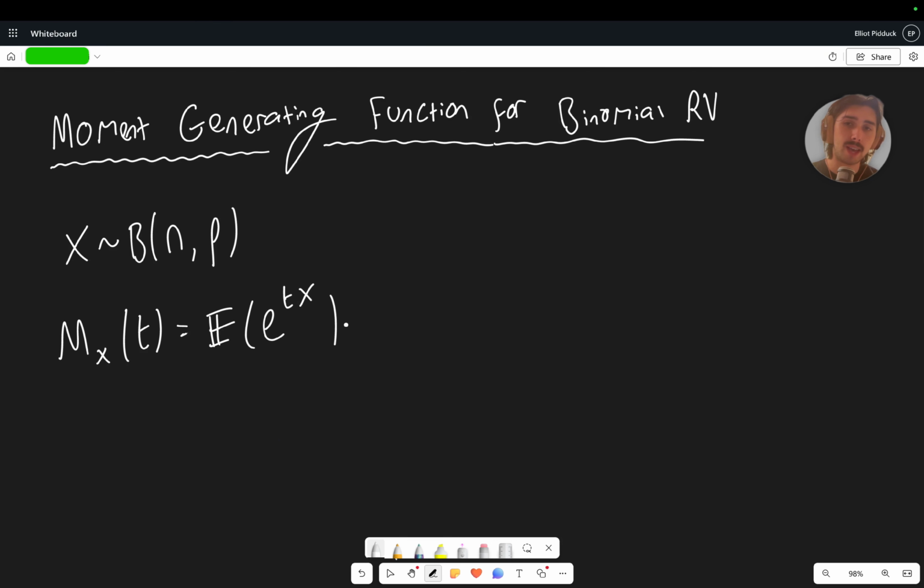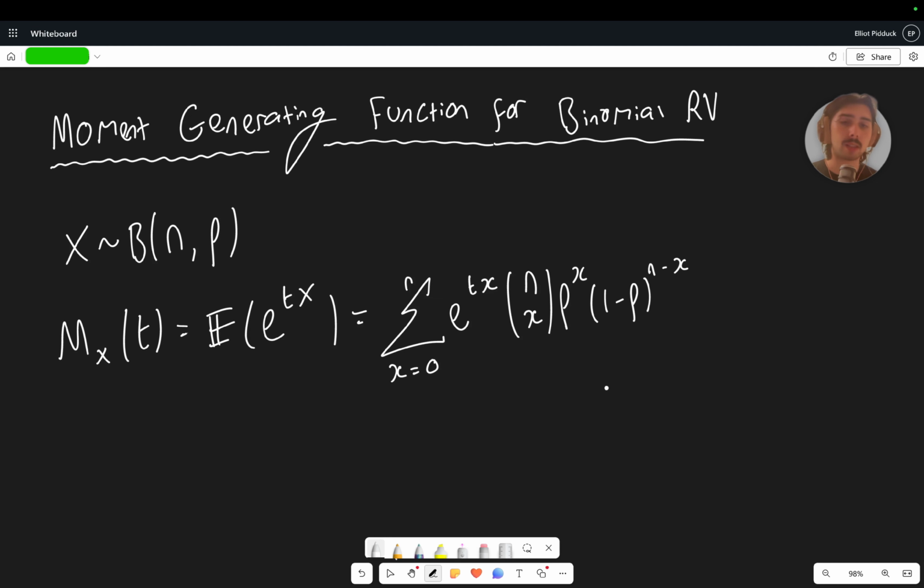And in this case, that means that it's going to be the sum over all of the sample space of the binomial distribution, which is when x is 0 up to n. These are the values that x can actually take, of e to the tx times the probability mass function for the binomial distribution. And that is n choose x times p to the x times 1 minus p to the n minus x.